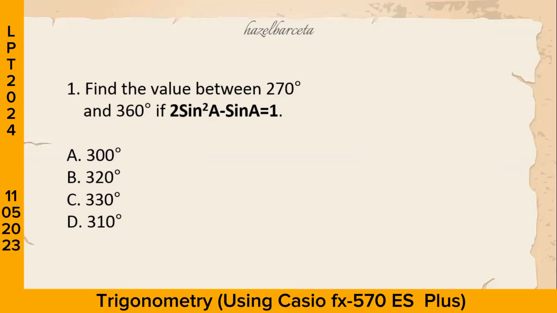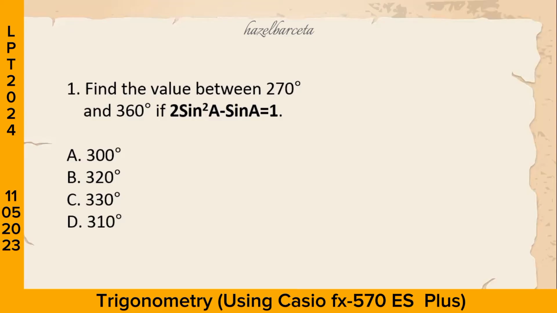Number 1. Okay, I will give you 10 seconds to solve this problem and get your paper, pen and calculator. Okay, problem number 1. Find the value between 270 degrees and 360 degrees if 2 sine squared A minus sine A is equal to 1.